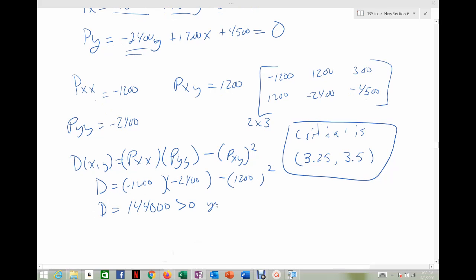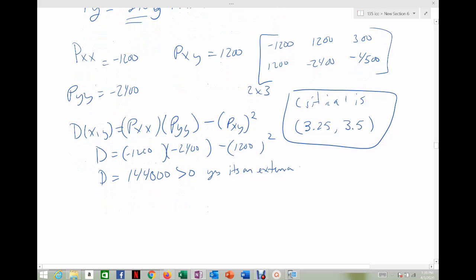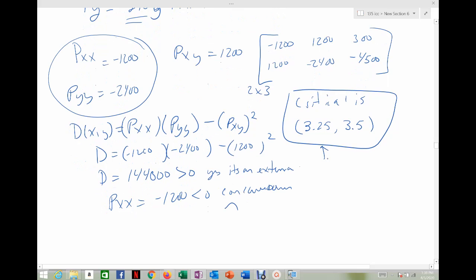And so yes, it's an extrema. I just don't know which one it is, meaning it's not a saddle point. It's either a max or a min. And so I go check out my second derivatives. Well, there they are. P of xx is negative, and so that means it's concave down. Well, if it's concave down, this finds a relative maximum. Then I plug that value back into my original function to figure out what that maximum is.